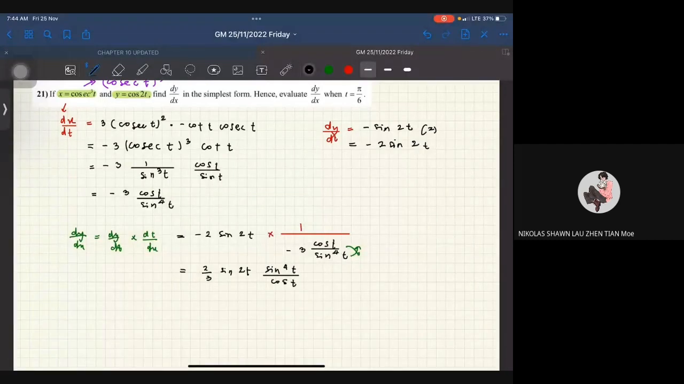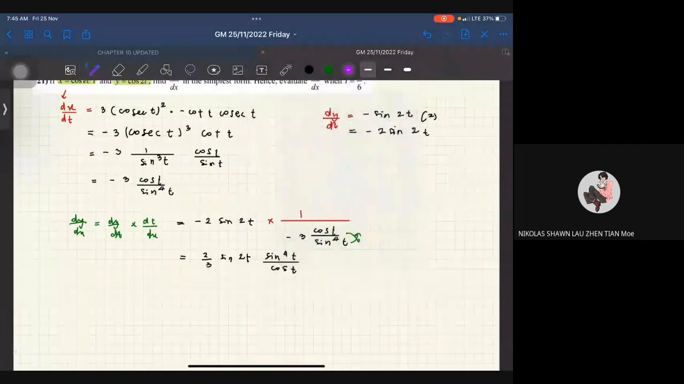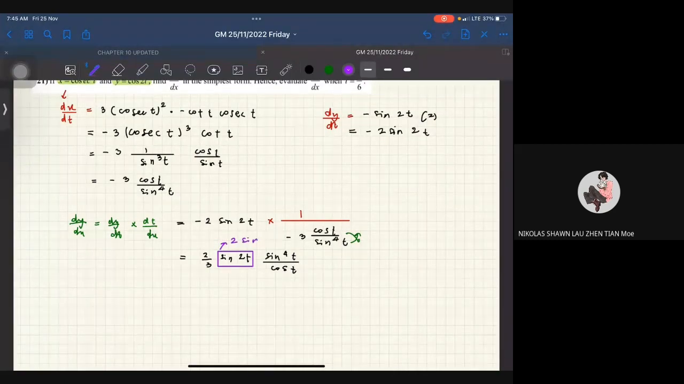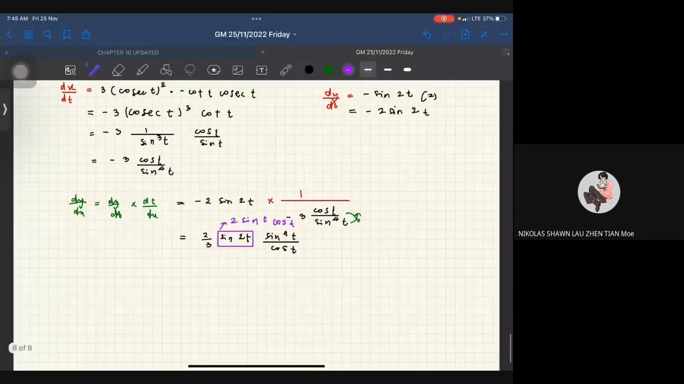Double angle formula for sin 2t. Betul. So double angle formula for sin 2t sama dengan apa? 2 sin t cos t. Thank you. Okay, so sekarang kita boleh gunakan double angles. Awak boleh permudahkan dia lagi sebenarnya. So you will have 2 sin t cos t. Substitute sahaja masuk ke dalam awak punya formula of double angle.